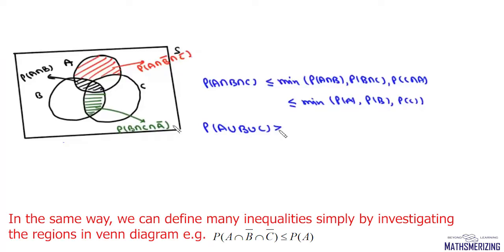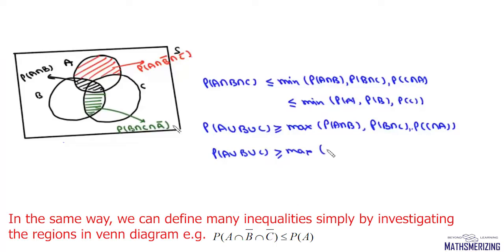And in the same way, we can define probability of A union B union C, and it will always be greater than or equal to maximum of P(A intersection B), P(B intersection C), P(C intersection A). It is also greater than or equal to maximum of P(A), P(B), and P(C), and this is clearly greater than maximum of this value. So there are many kinds of inequalities possible in basic probability theory.